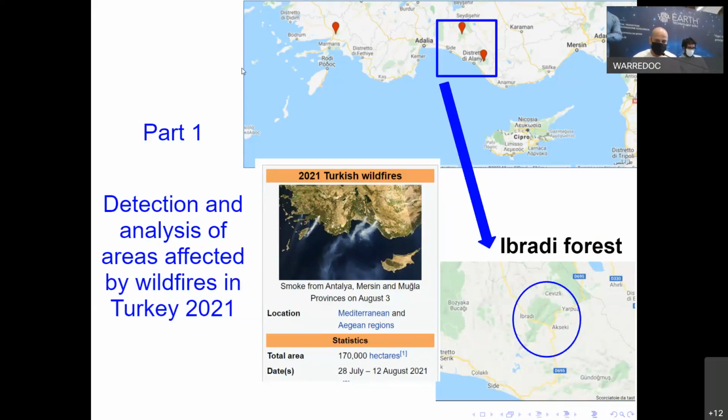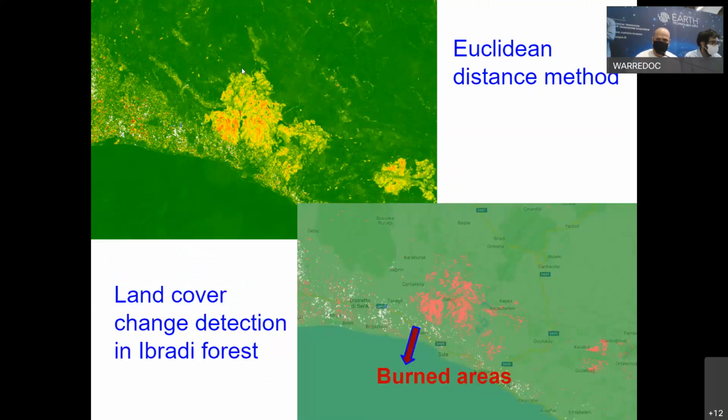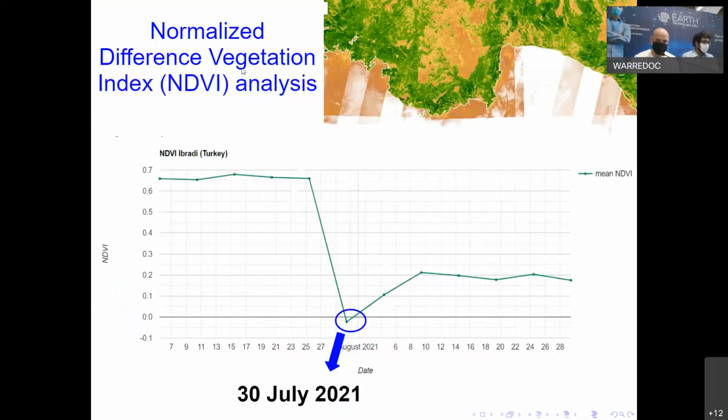As you can see in the center of the PowerPoint, the time period we analyze is between July and September of 2021. And we analyze only results from the Ibradi forest, that is one of the points we analyzed. We can see also the land cover change detection in Ibradi forest, and you can see the burned areas in the point of measurement, and then the Google Earth Engine source.